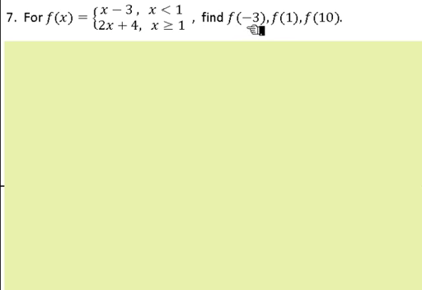Which line we use depends on where our x value is. Okay, so to start with, we want to find f of minus 3. Well, where is minus 3? Minus 3 is in this category. Minus 3 is less than 1. So use the top line. And we substitute into x minus 3. So f of minus 3 is minus 3 minus 3, which is negative 6.